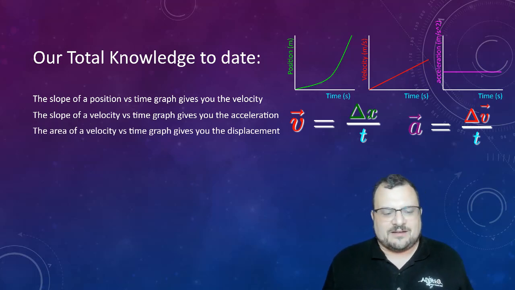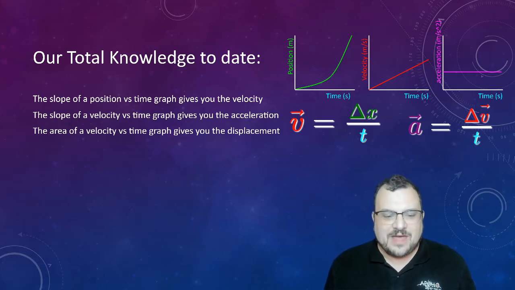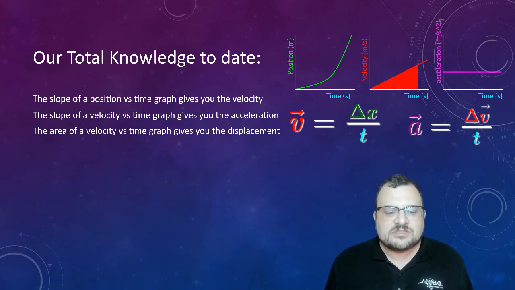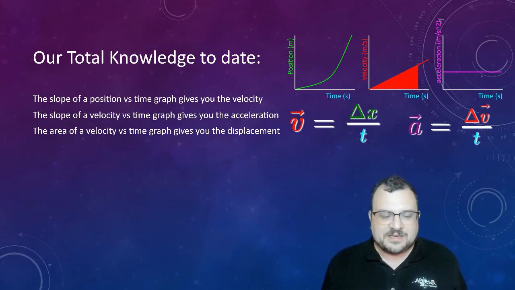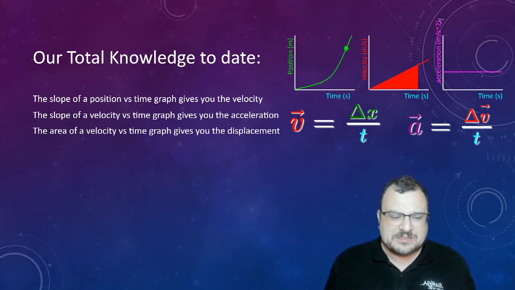Also, the area of a velocity versus time graph gives you the displacement. So if we were to take the area of any part of that graph, for instance this one that I have highlighted here, it's going to give us the displacement of our object up until that point. And since we started that at 0, that's also then going to give us a position.